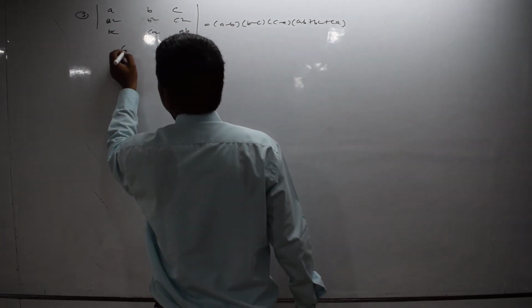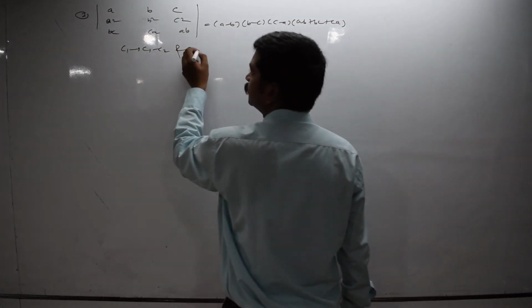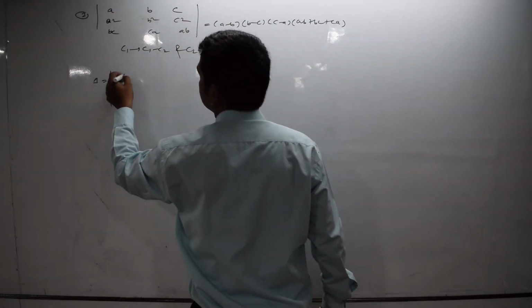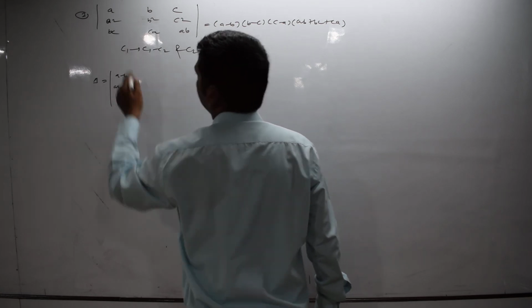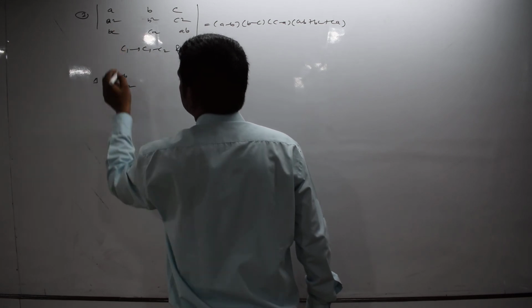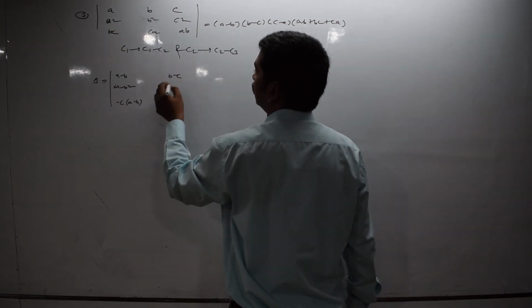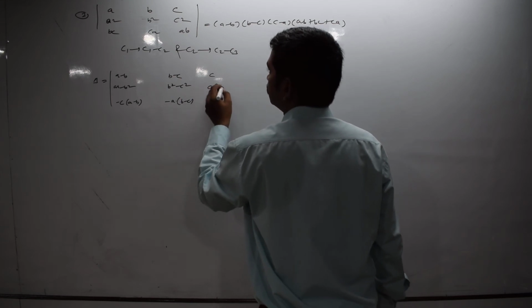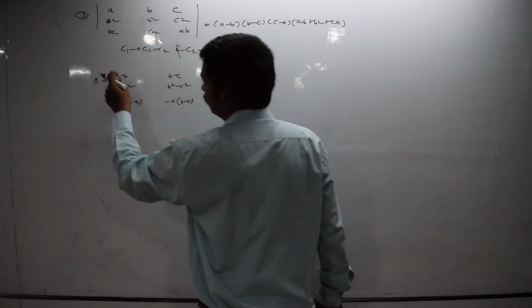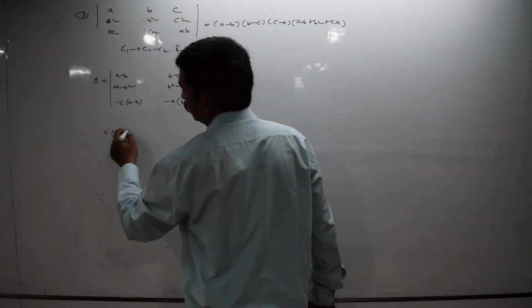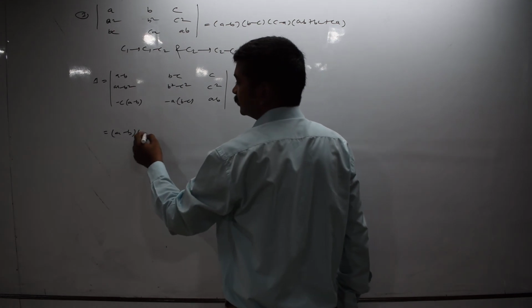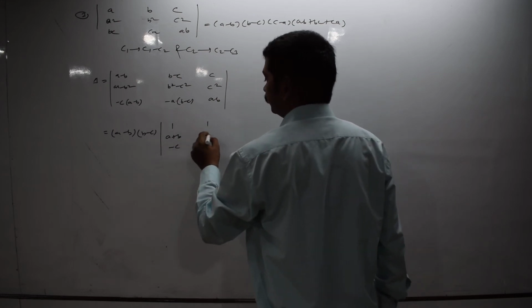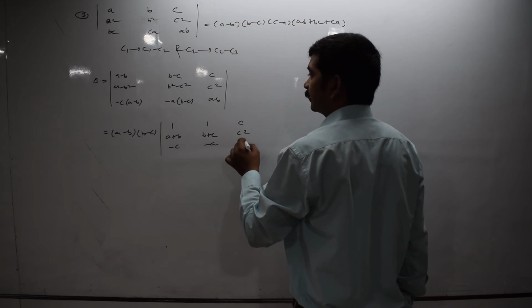We change C1 to C1 minus C2 and C2 to C2 minus C3, and we find the value of the determinant like this. This will be A minus B, here A square minus B square, here minus C common, this minus this, then this will be A minus B. Here B minus C, B square minus C square, here we take minus C, so this will be B minus C, C square, AB. Now A minus B will be common from this, and here B minus C will be common. So this will be 1, A plus B, minus C; 1, B plus C, minus A; C square, AB.